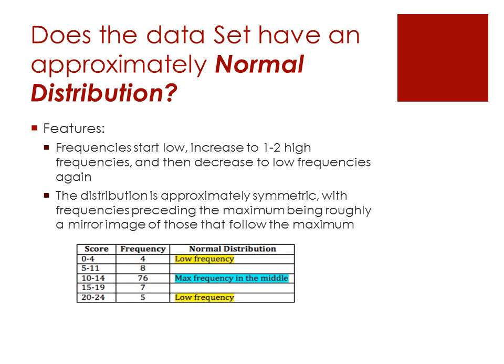Now, if we're looking at a frequency distribution, we can look at the occurrence of the frequencies to give us an idea of this. So, if it's a normal distribution, it's going to start low with lower frequencies, increasing to one or two high frequencies, and then decrease to lower frequencies again. So if we have this pattern, we know that we're looking at roughly a normal distribution. Distribution should be approximately symmetric, with the frequencies preceding the maximum being roughly a mirror image of those that follow the maximum.